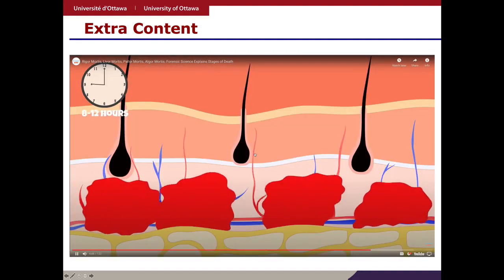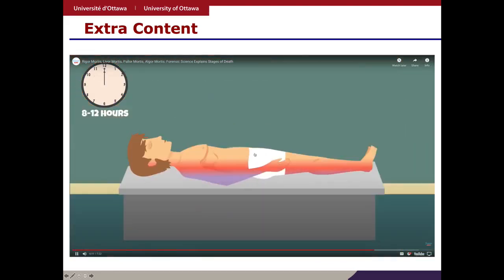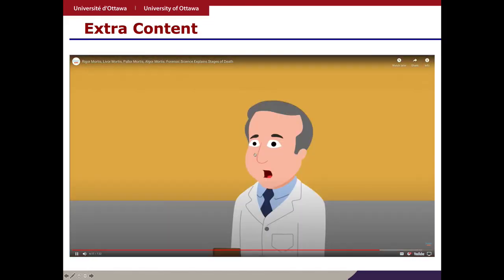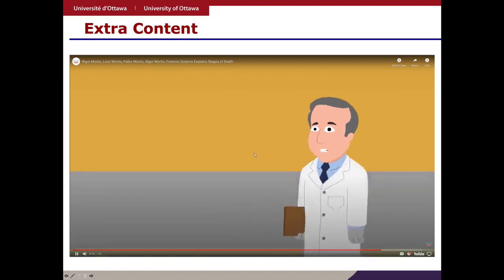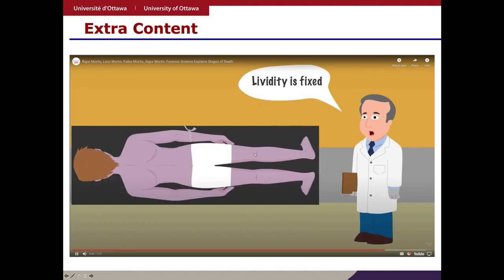After 8 to 12 hours, a purple coloration develops. This purple color develops because the deoxygenation of hemoglobin forms deoxyhemoglobin, which has a purple-blue color. Livor mortis can be very useful for determining time of death. Once lividity is fixed, it doesn't fade, even when the body is moved.